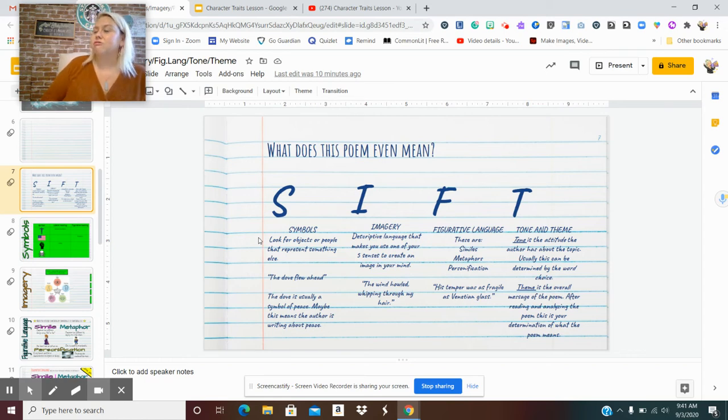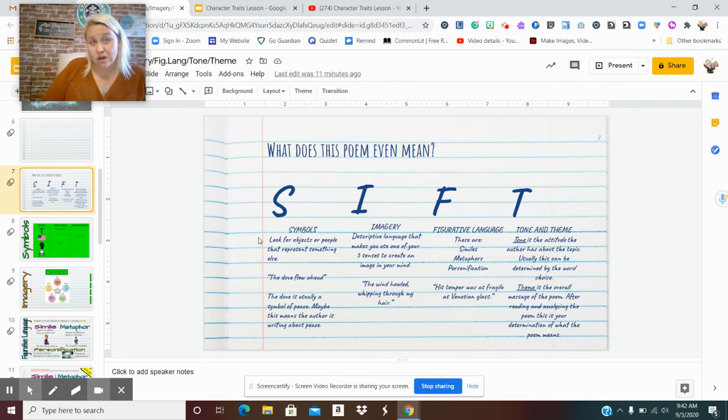If they're using really positive, connotative words, then they probably feel pretty positive about the theme of the poem. If they're using really dark, negative, connotative words, then they're probably feeling pretty negative about the topic of the poem. Okay? So you want to take a look at what words the author is using. What words are the poet using? Because that's going to tell you their tone.